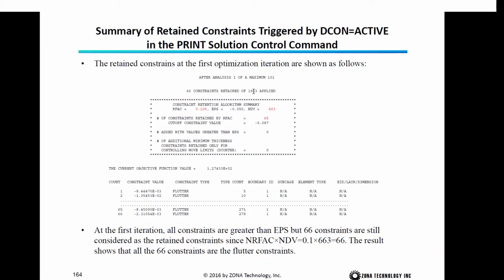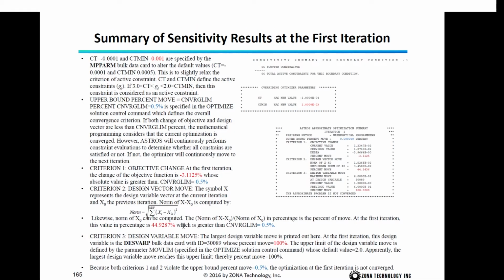Then for the first iteration, it says because RF effect equals 0.1, and we have a design variable 663, the minimum retained constraint is 66. At the first iteration, all constraint values are greater than negative 0.05, so there's no additional constraint. And then we list out those 66 constraints, and it seems that all belong to the flutter constraint.